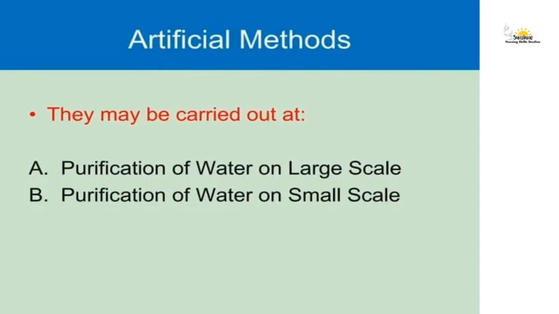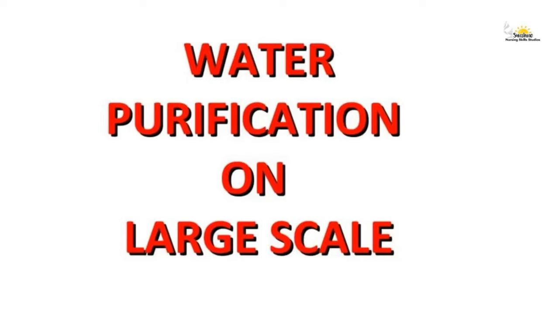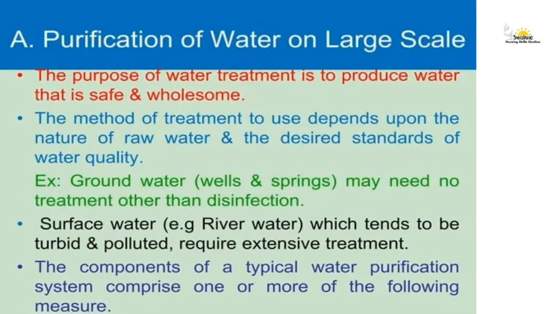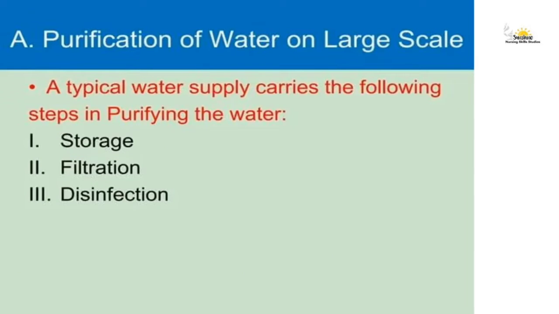But when it comes to the artificial method, the method may be carried out by purification of water on a large scale and purification of water on a small scale. The main purpose, so let us understand. When we start this large scale purification, let us understand the purpose. The purpose behind this large scale water purification is to treat the water and to produce safe and wholesome water. That is, we can reuse the water which is safe to be consumed. For example, we can take river water. The steps involved in this are storage, filtration and disinfection.